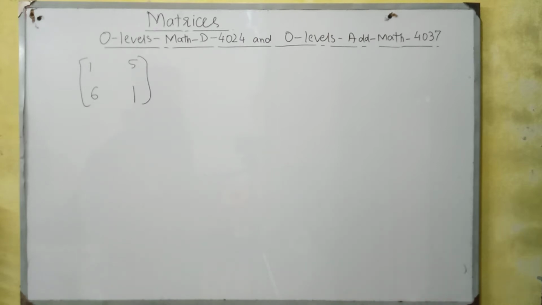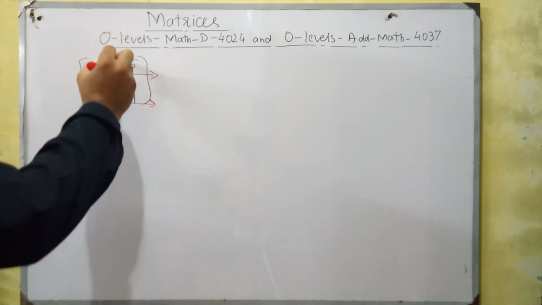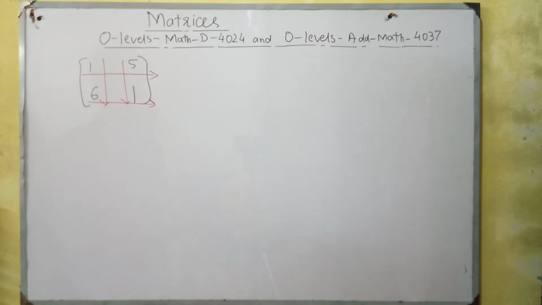Sometimes we will have a matrix in which we have equal rows and equal columns. That type of matrix is called a square matrix. For example, in this matrix we have two rows, this is a row, and we have two columns. So this type of matrix is called a square matrix.